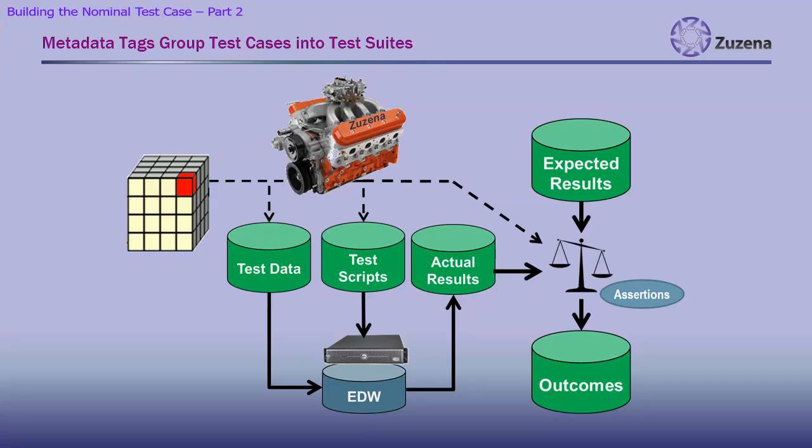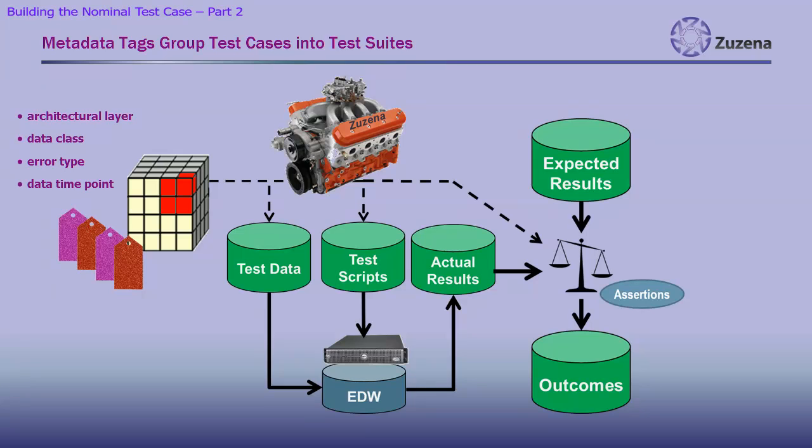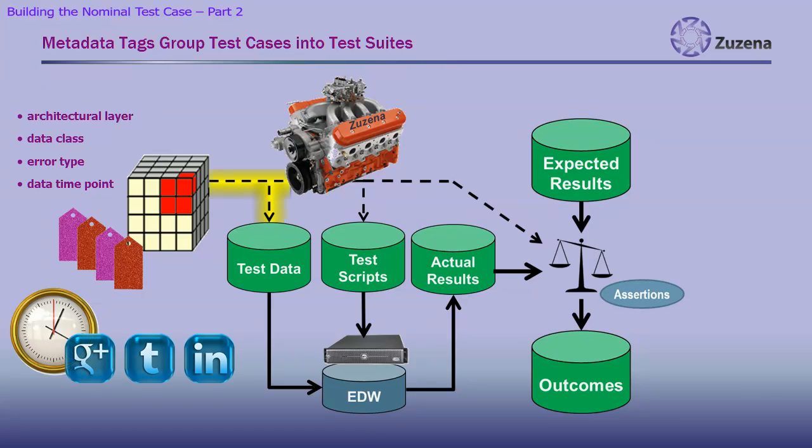We can call the test case in a container individually, but one of Zuzena's most important features is that it allows you to call the test case as part of a test suite. Metadata tags allow you to group the test cases into test suites using shared attributes such as the test case's architectural layer, data class, focal error type, and represented time points. For example, instead of executing test cases one at a time, you can configure Zuzena to start at 1 a.m. every morning and execute all your warehouse tests that focus upon the mid-month social networking feeds for your big data staging layer.